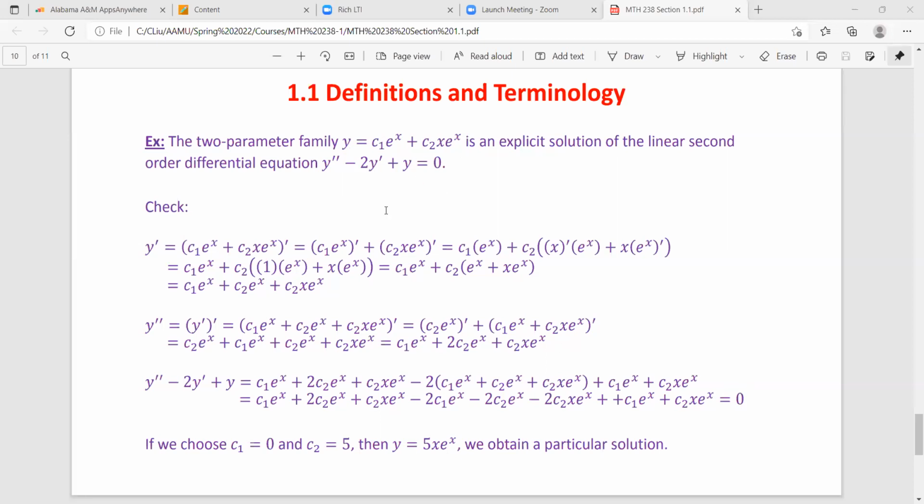So we have checked that the 2-parameter family y equal to c1 e to the x plus c2 x e to the x is indeed a solution to the differential equation, right? Okay. Any questions for this problem?